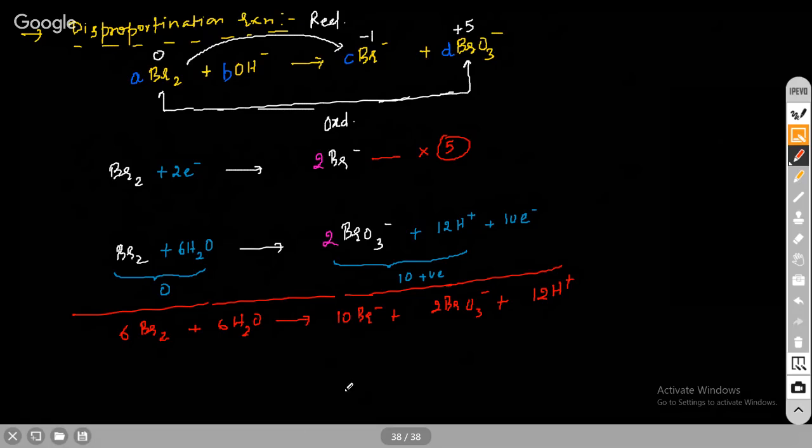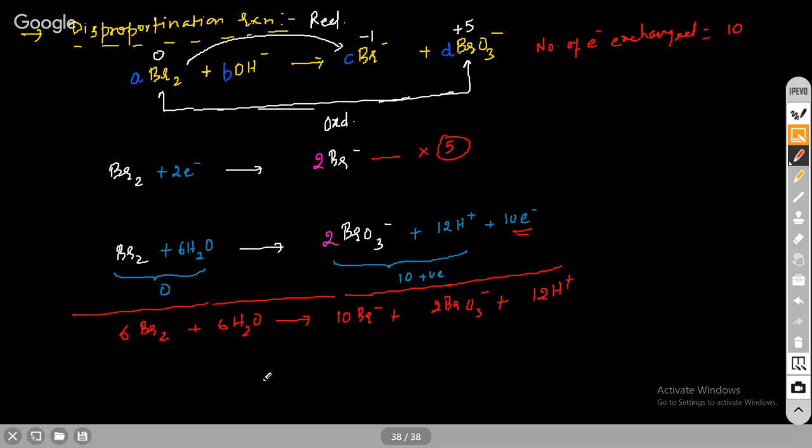Now, the number of electrons that has been cancelled out. The answer is what? 10 electrons are getting cancelled. Right? 2 into 5 is 10. 10 electrons are getting cancelled. It means the number of electrons exchanged here, what can we write? Electrons exchanged is nothing but the number of electrons that cancel out, which is nothing but 10.